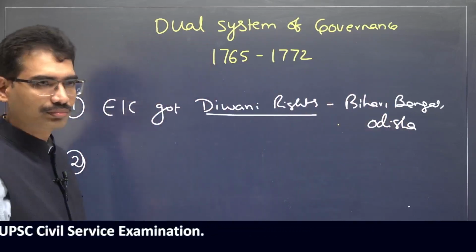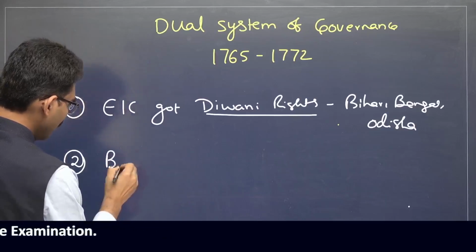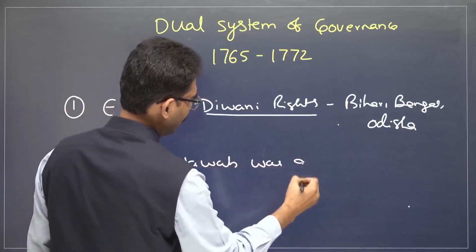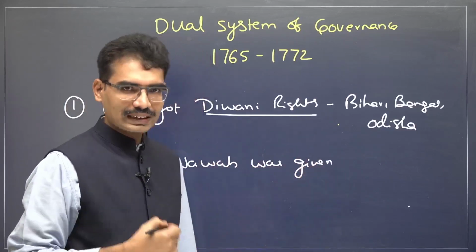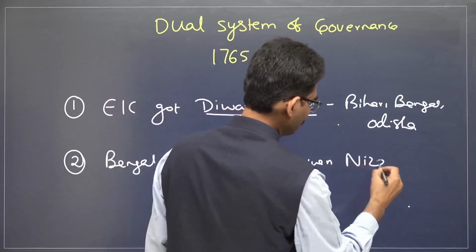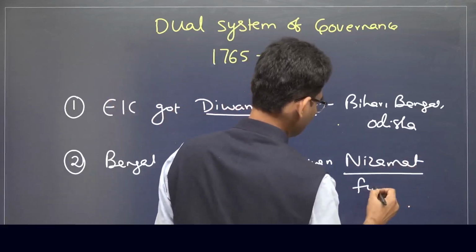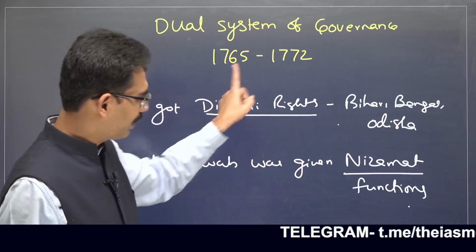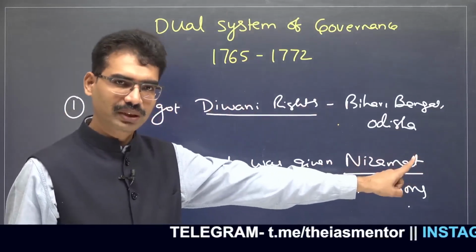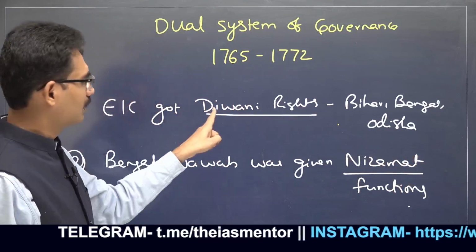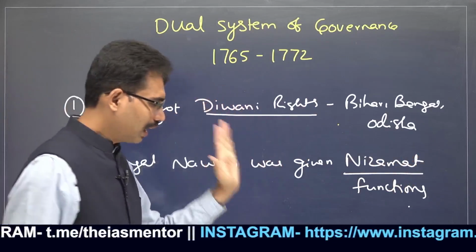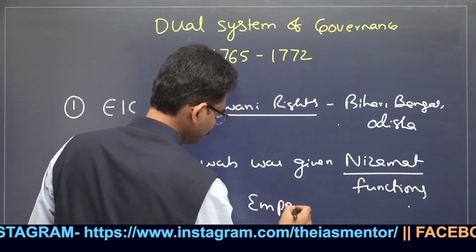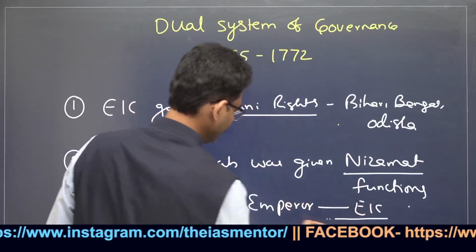Second one, the Bengal Nawab was given the responsibility of Nizamat functions. So two terms are coming here. One is Diwani rights, another one is Nizamat. From the prelims point of view, you have to remember them. This was the arrangement given by the Mughal Emperor to East India Company.